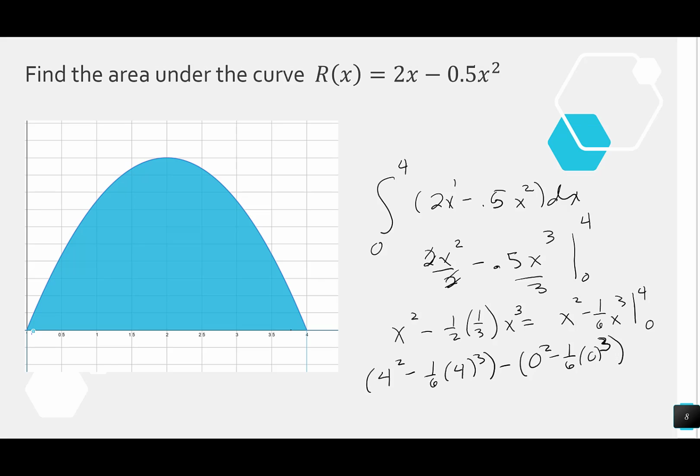Okay, right, so I put in my calculator 4 squared minus 1/6 of 4 cubed, and that gave me 5.33. So we got a number, I rounded it. This would give me the total revenue from 0 to 4 of my revenue function.